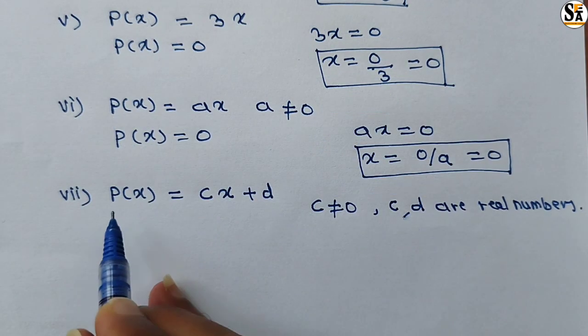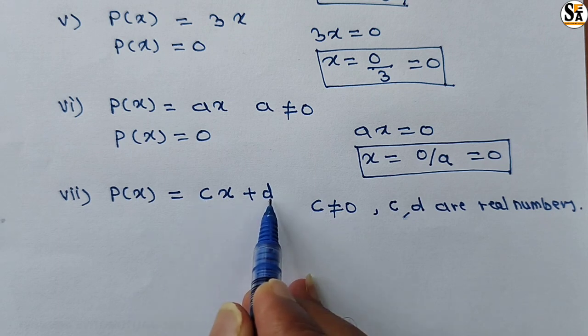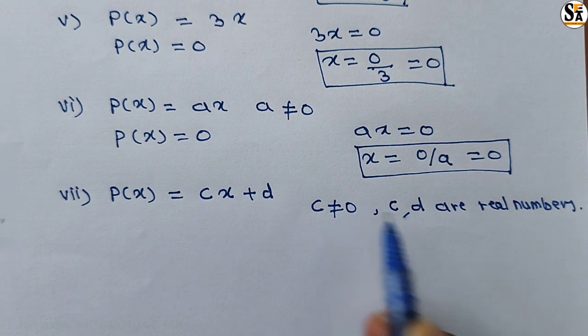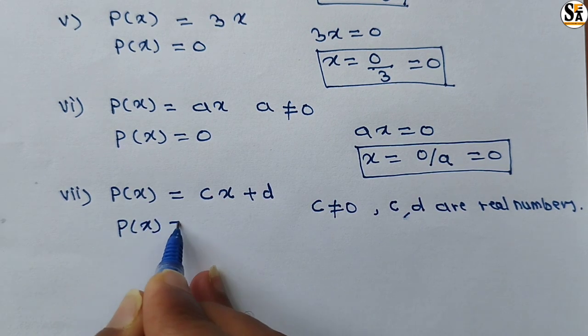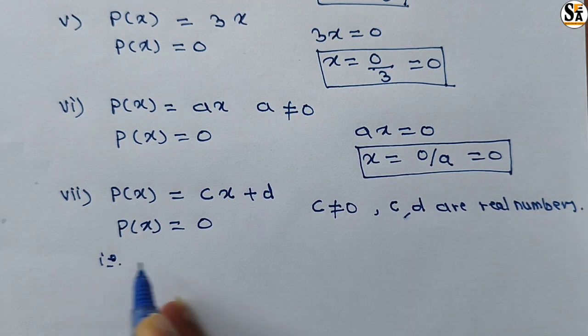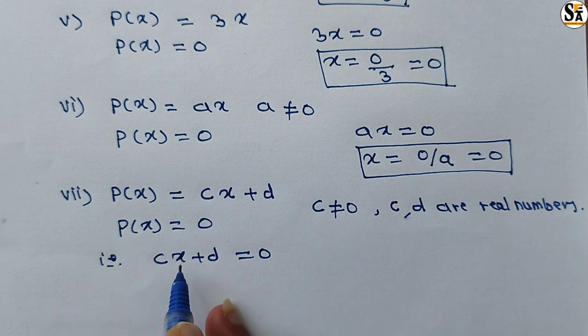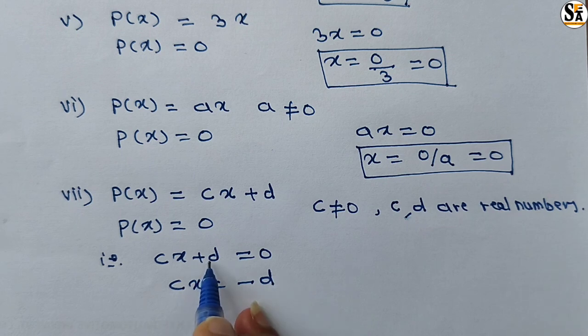Now see the last one, p of x equal to cx plus d, where x is a variable, c and d are real numbers, these are constants, and also one thing is given, c is not equal to 0. So to find the 0 of this polynomial, p of x must be 0. That is, this equation cx plus d must be 0. So transfer this constant d to the right side, we will get cx equal to minus d. As we are transferring the constant from left to right, we will change its sign. Here it is positive, on changing the side it will become negative.